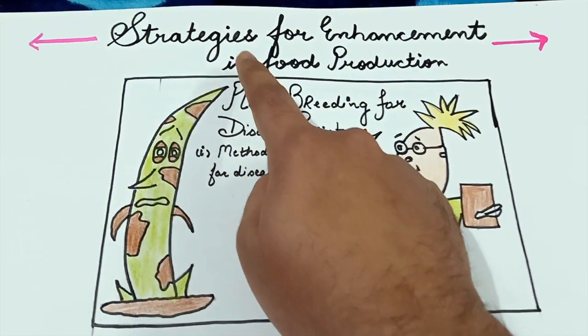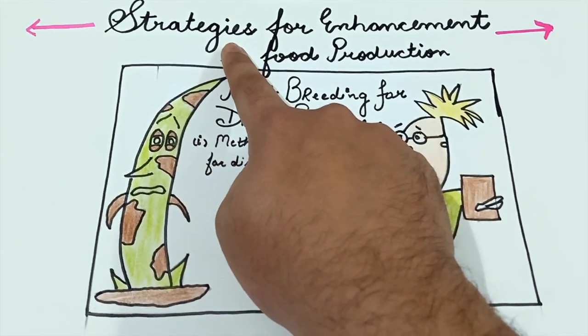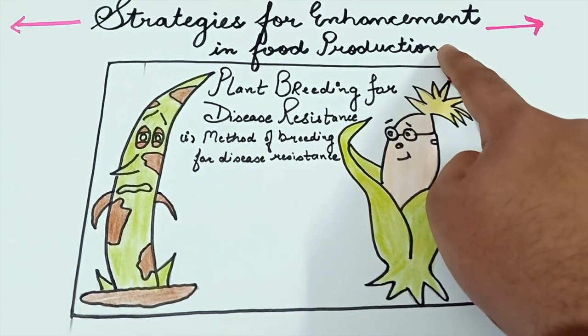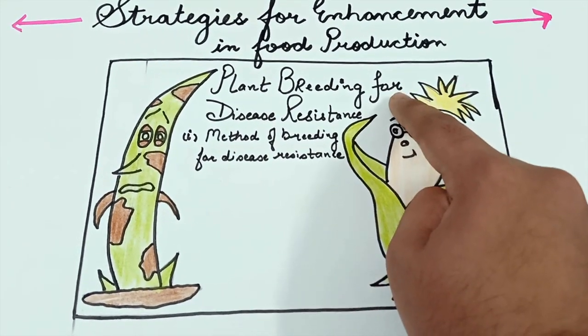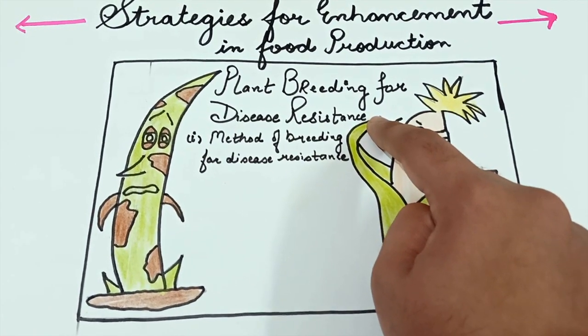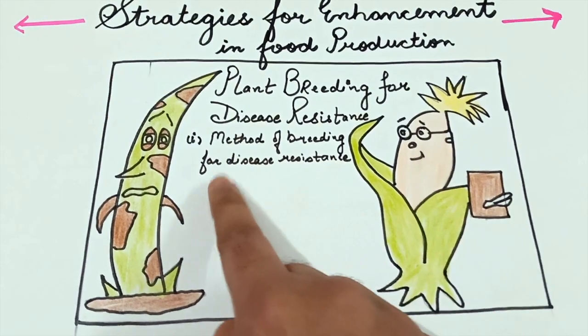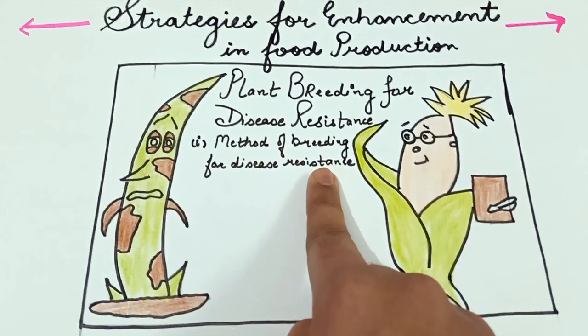Hello students, this is the sixth video of chapter Strategies for Enhancement in Food Production, and the topic of today is plant breeding for disease resistance, in which we will study methods of breeding plants for disease resistance. So let's start.